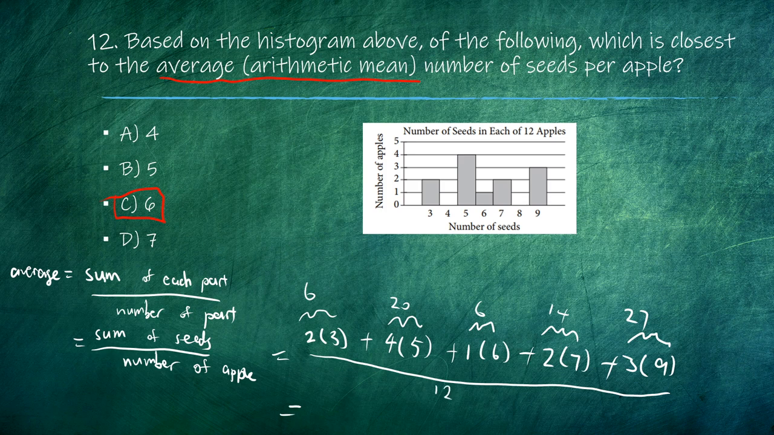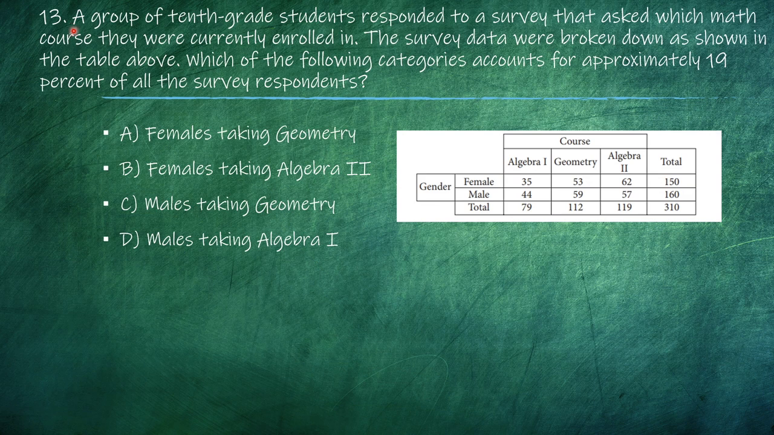And once again, plug this all into your calculator. At the end, we will get 6.08. And once again, we have to round this answer to the nearest whole number. So that's just rounded to 6, which is answer C.